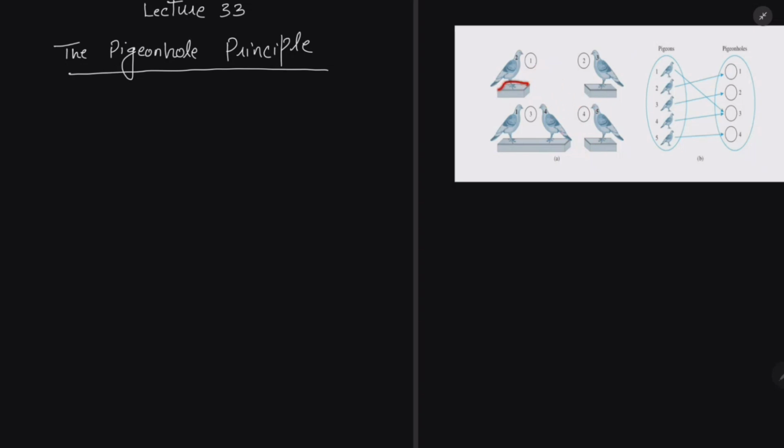For example, for this one pigeonhole, we have one pigeon. For this one, we have pigeon number two. And then for three there are one and four, so there are two pigeons. And for this pigeonhole number four, there is only one pigeon.